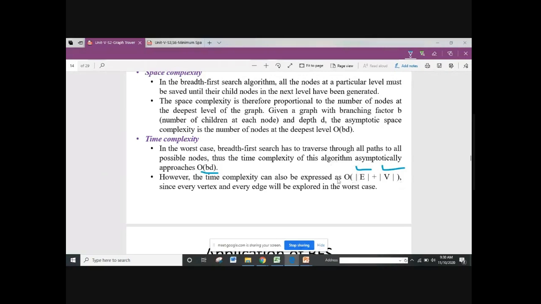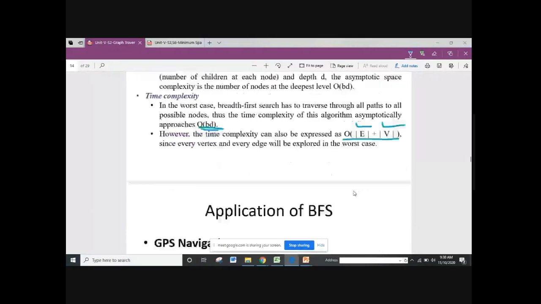The edges and the vertices follow, so you can represent it. For now, you need to know this for your MCQs. They can represent it as O of b^d, or they'll be giving it as O of E plus V. How this is achieved, you will learn in your next ADA class.